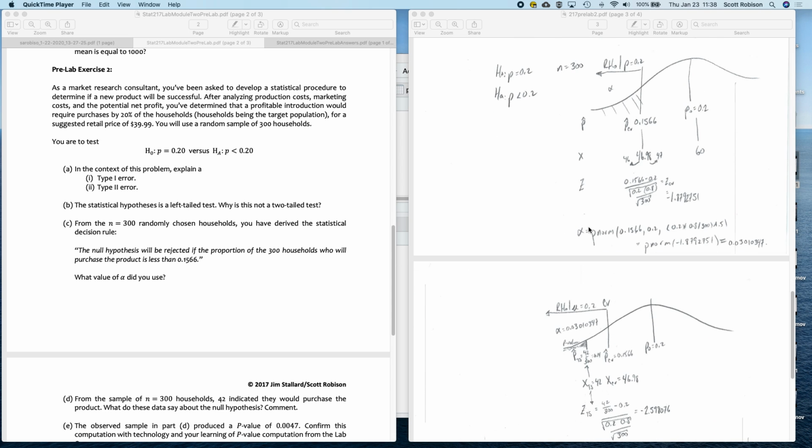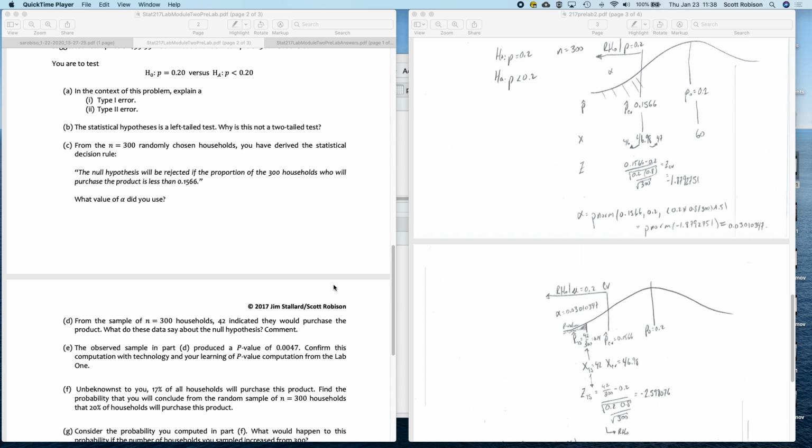Okay, so then they're saying pretend you actually took a sample, and the sample turned out that 42 out of 300 said that they would actually purchase the product. We can use this in any number of ways. We could find the sample proportion by saying 42 out of 300 is 0.14 as a proportion. We could use it just as the number of successes, which happened to be 42, or we could calculate this into a z-score. So here, these are the critical values in terms of proportion, successes, or z-scores.